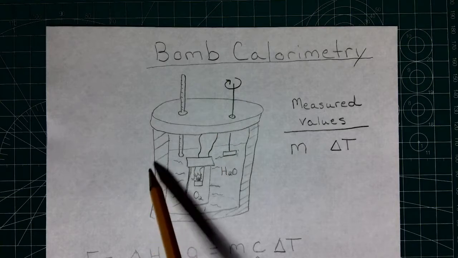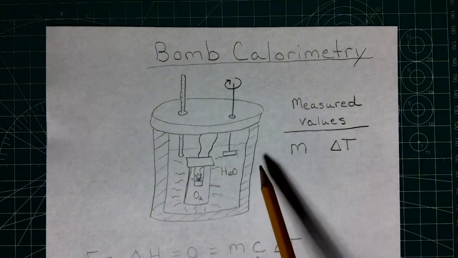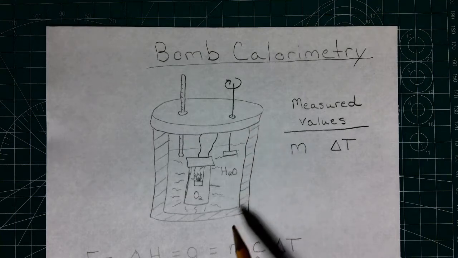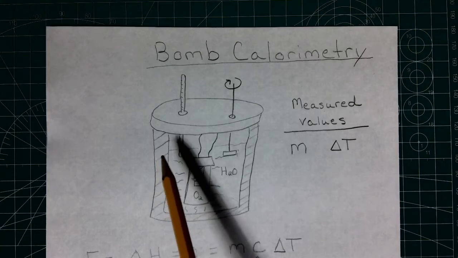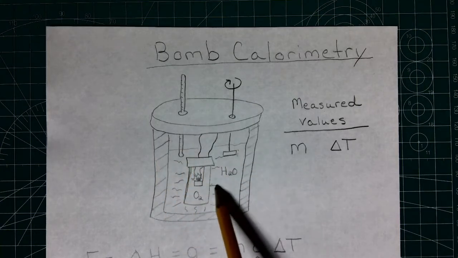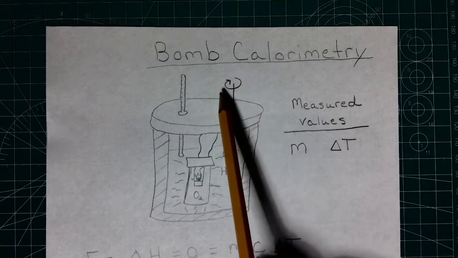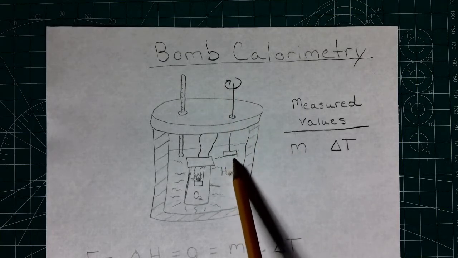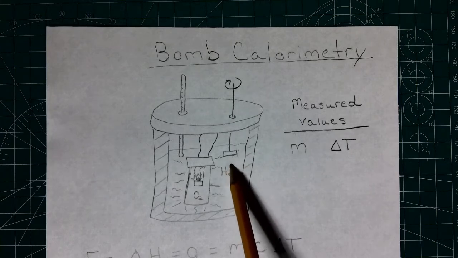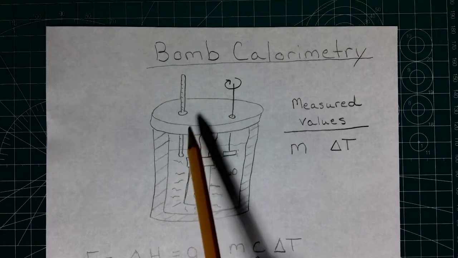And this is our setup for it. So basically, you have a container that is well insulated. Think of it like a little bucket. Inside of the bucket, it is filled with a known quantity of water. There is a little stirrer that comes down in there, stirring the water around, making sure that it has a constant temperature. And we're measuring the temperature with a thermometer.